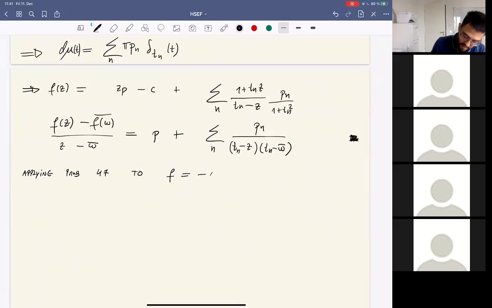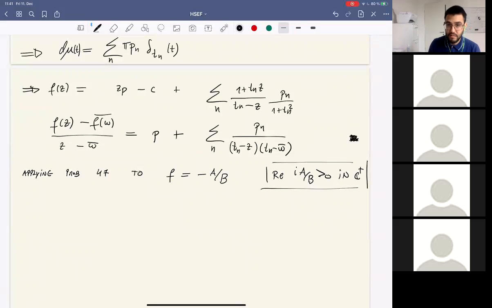f equals minus a over b. So I'm claiming that this function, that is the real part of I a over b, is positive in C plus. I'm claiming that, okay? Let me prove that in the end. Let me just assume that it is the case. Then I can apply the result to this function, so the problem. And what would be the nodes where f won't be analytic? Would be exactly the zeros of b, okay, exactly.